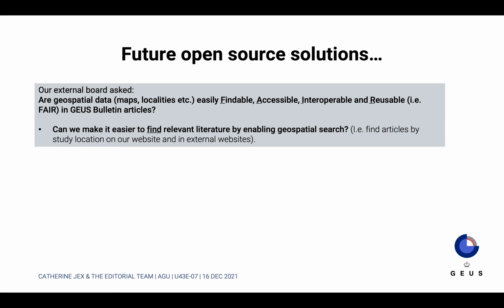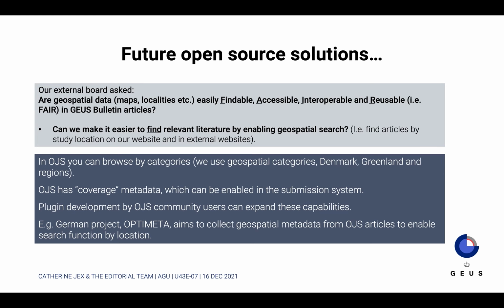So they specifically asked us, can we make it easier to find relevant literature by enabling a geospatial search? So in other words, to find articles by the study location, either on our website or to make that information available to external websites. And in OJS, you can already browse by categories. We use this already. So for example, we have a number of geospatial categories covering Denmark, Greenland, and the regions. So when an author makes a submission to the journal, they already should select which category applies to their study.